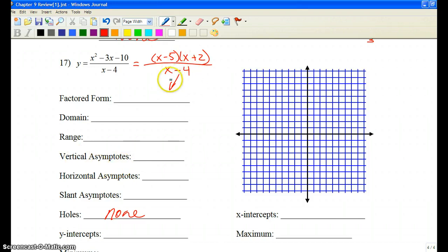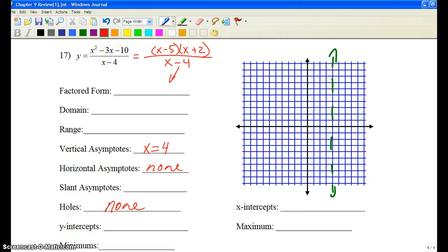Vertical asymptotes are where the denominator equals 0, so we have one at x equals 4. I'm going to draw that in. Then horizontal asymptotes, this one's top heavy, so there is no horizontal asymptote, so we're going to write none. Slant asymptotes, the way we go about finding that is we divide. Divide the numerator by the denominator, and we take the quotient and we throw out the remainder.